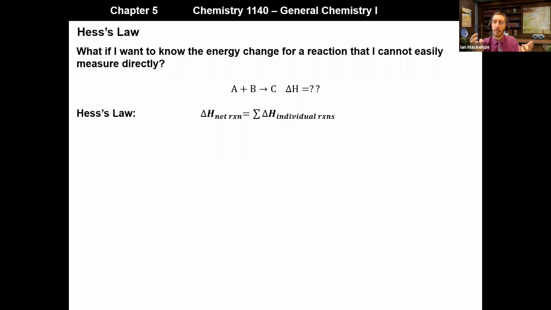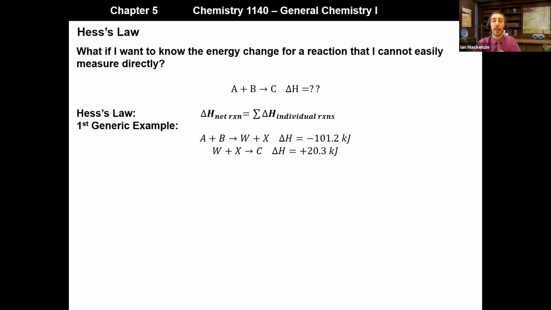Now, what does that mean? How does that work? The fundamental principle here is that anything that you do to a mathematical equation, you can do to a chemical equation. So you can add multiple chemical reactions together, just like you would add mathematical equations. So A plus B goes to W plus X, and you know the enthalpy change for that reaction. And you have another equation, W plus X goes to C, you know the enthalpy change for that reaction.